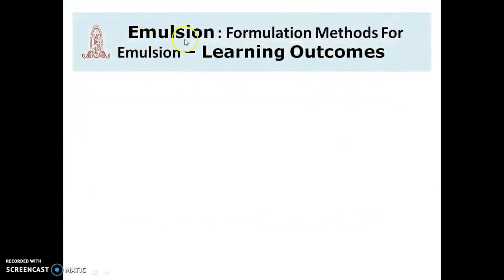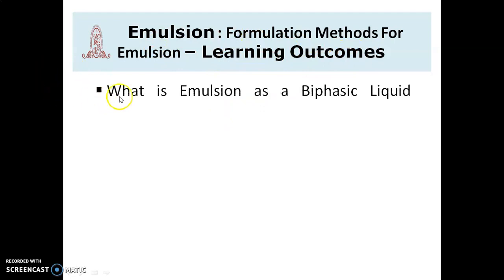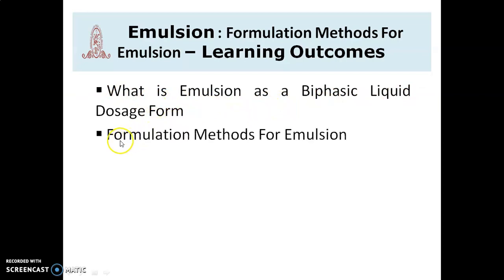What we learned from this topic, emulsion as a formulation: the learning outcomes are what is emulsion as a biphasic liquid dosage form, and formulation methods for emulsion. So we saw all these 3 methods which are used to formulate the emulsion, that are dry gum method, wet gum method and bottle method.